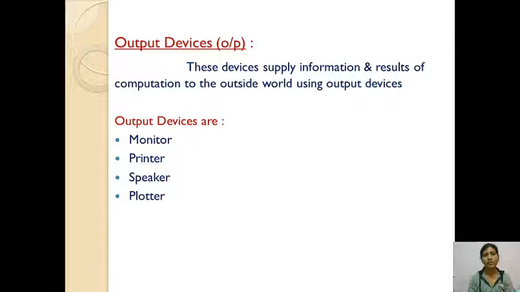These devices supply information and results of computation to the outside world using output devices. Using those devices, we see the calculated result; they are called output devices. We'll see them one by one. The output devices are monitor, printer, speaker, plotter. These are output devices. We'll see them one by one here.